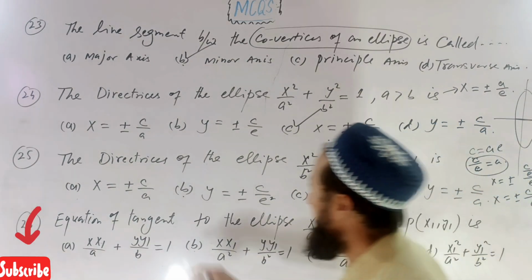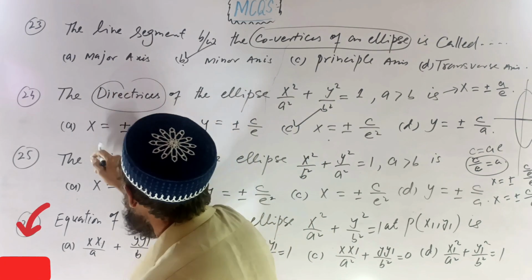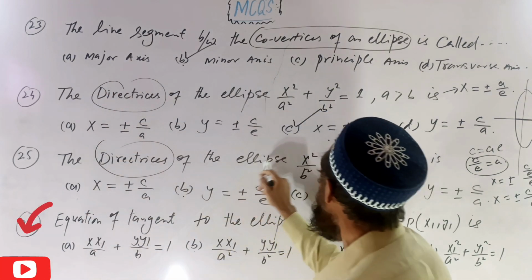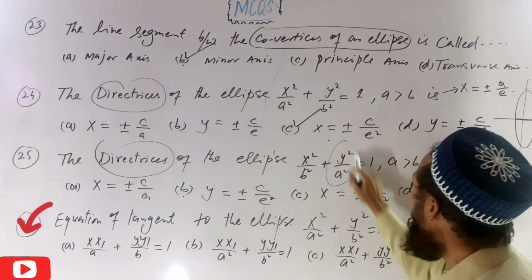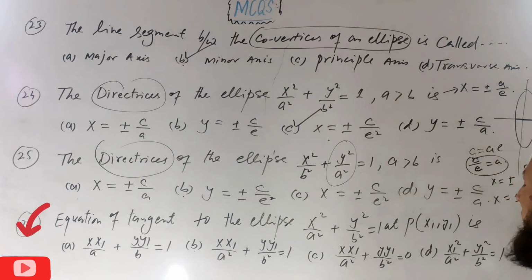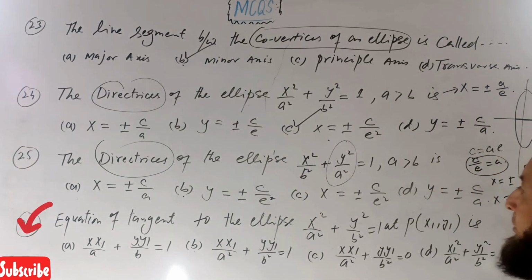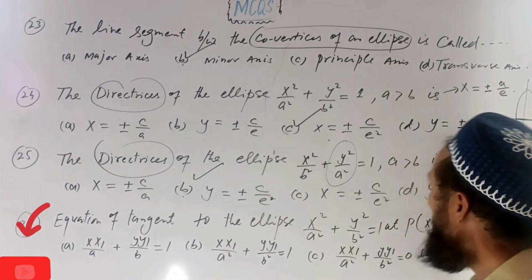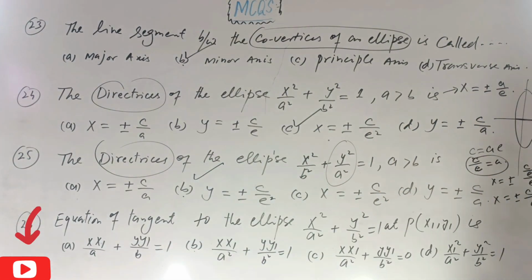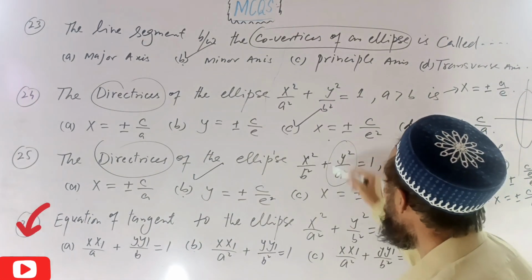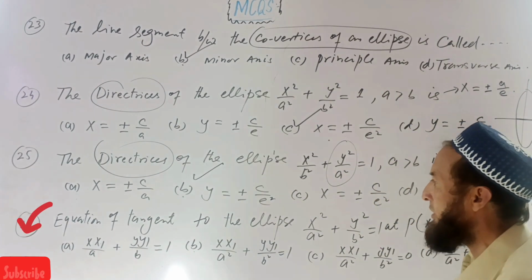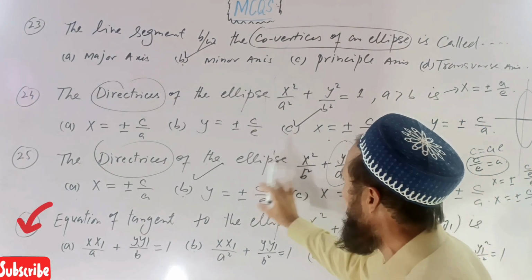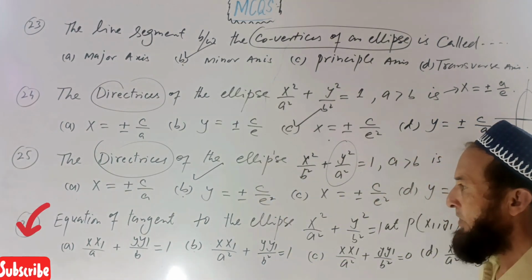Similarly, the directrix is required for the ellipse, but here along the y-axis. Along the y-axis we put y equal to C divided by E square. We get the same result using this formula, but the ellipse is along the y-axis, so the directrix is y equal to C divided by E square.